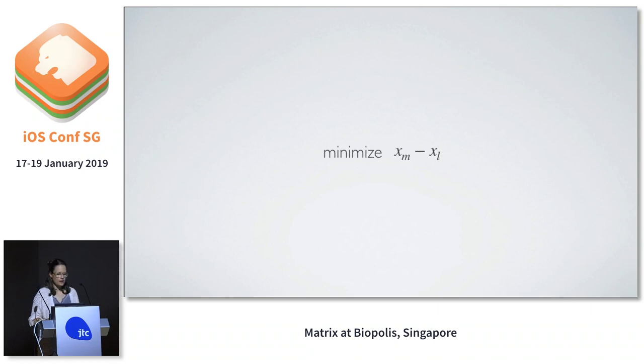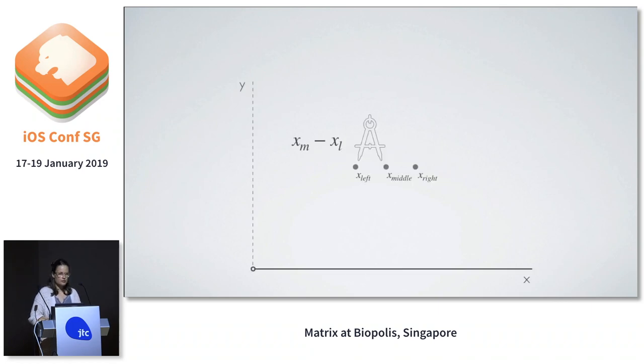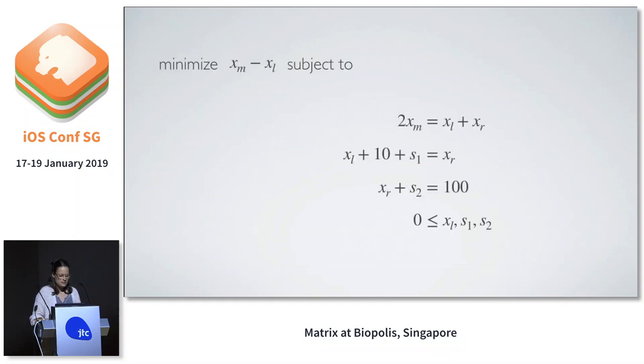And then the next step is identifying the objective function. So what are we trying to do here? We are trying to minimize the distance between the middle point and the left point. And when we get a value for this objective function, we'll also get values for the points, so we'll solve everything at once. So this is our linear programming problem.